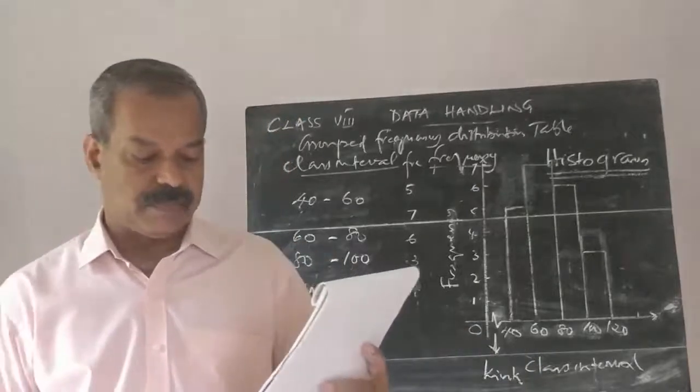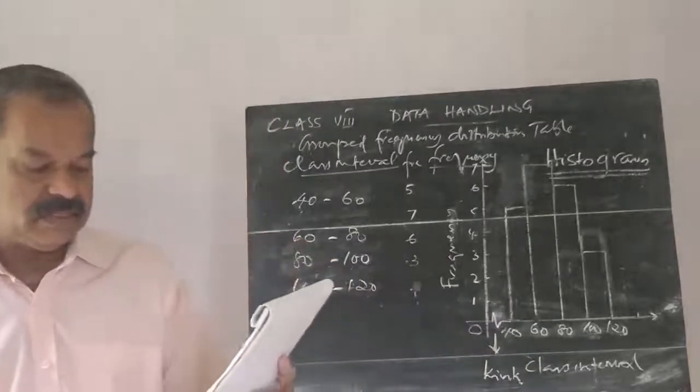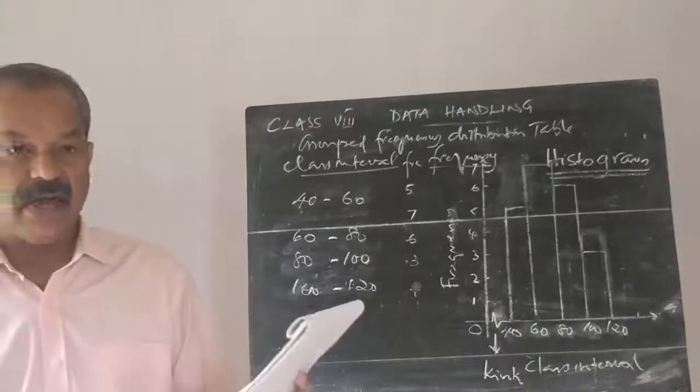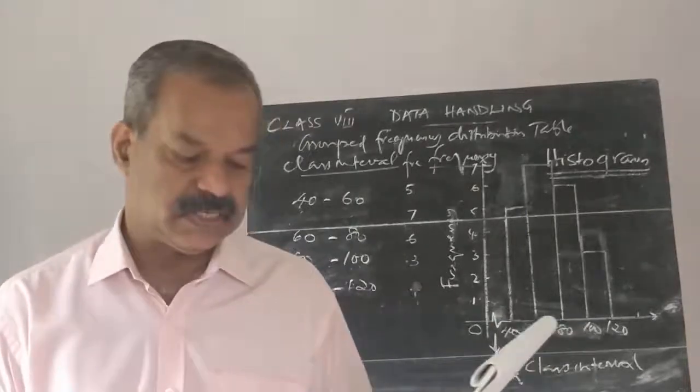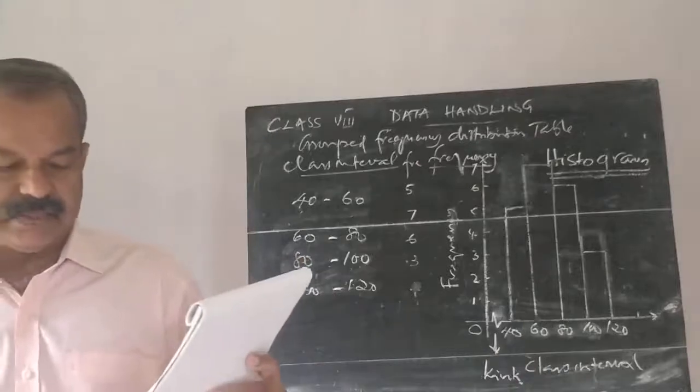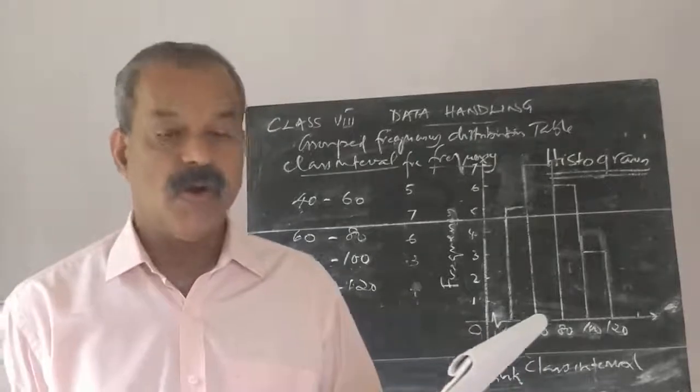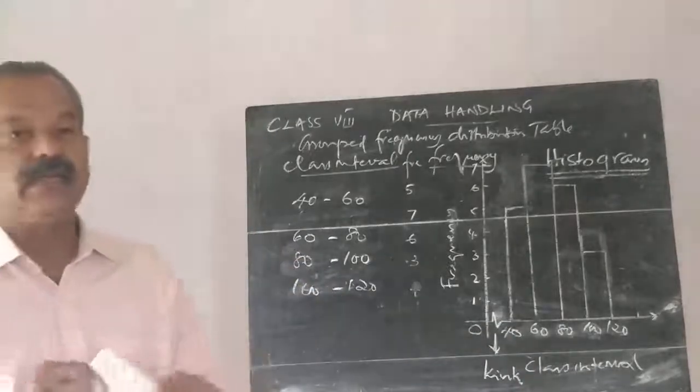Now try these questions on pages 75 and 76, and then after that do exercise 6.1 on pages 76 and 77, all questions, and read the textbook also.